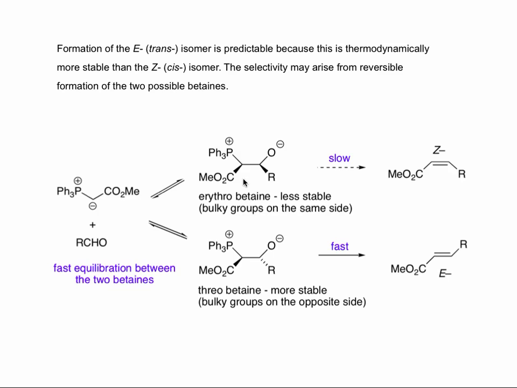And as you might expect, when the minus reacts with the plus to form the four-membered ring, the four-membered ring would be much more strained if the two substituents are on the same side. So the reaction leading to the Z alkene is much slower. So we can go back to the starting materials, then form the threo-betaine with the bulky groups on the opposite side. Formation of the four-membered ring now is much faster, and then this reacts to form the E alkene isomer.